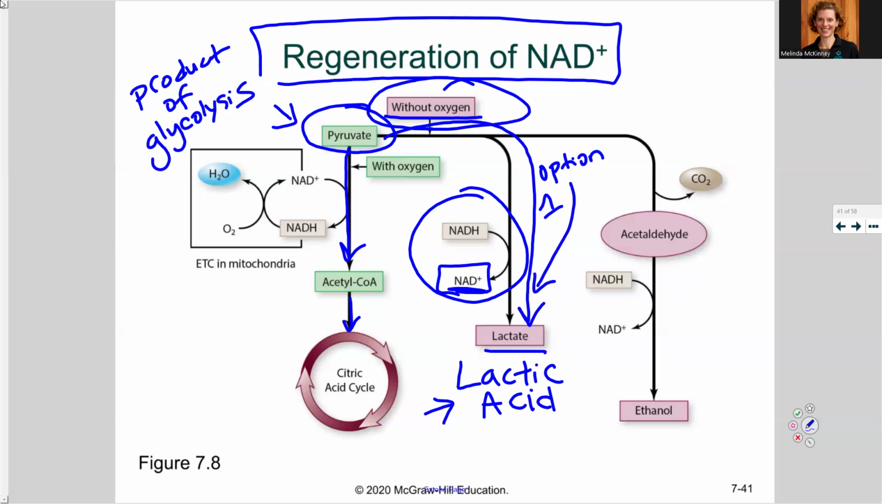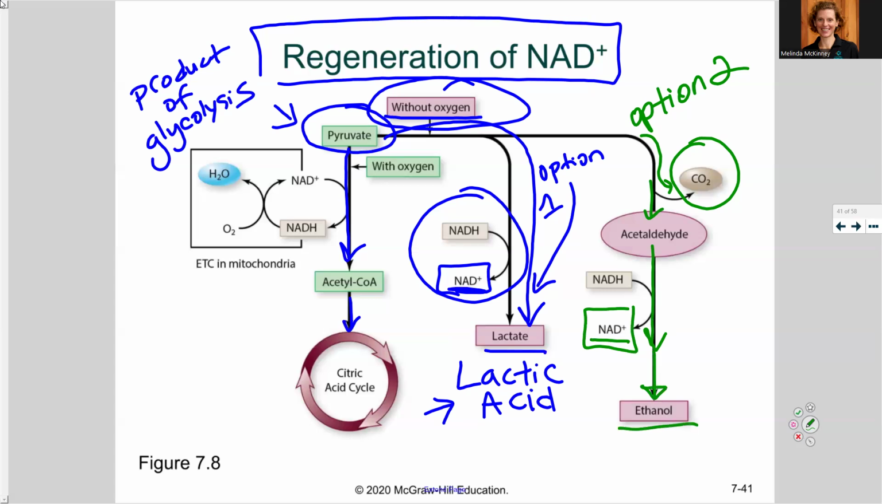Okay. Lactic acid fermentation. Option two, I'm just going to put a different color over here. So this is option two, without oxygen still. Okay. In this reaction, the way that we end up getting NAD plus is first we make the byproduct carbon dioxide. You go through an intermediate called acetaldehyde. You don't have to memorize that. But what happens here, importantly, is you regenerate your electron carrier, and then you end up with a byproduct of alcohol. Okay, so ethanol is a type of alcohol.